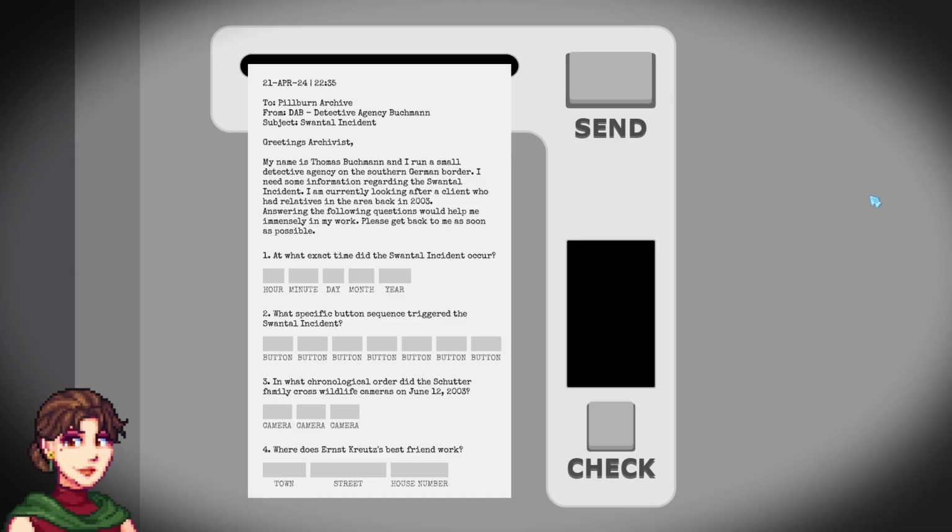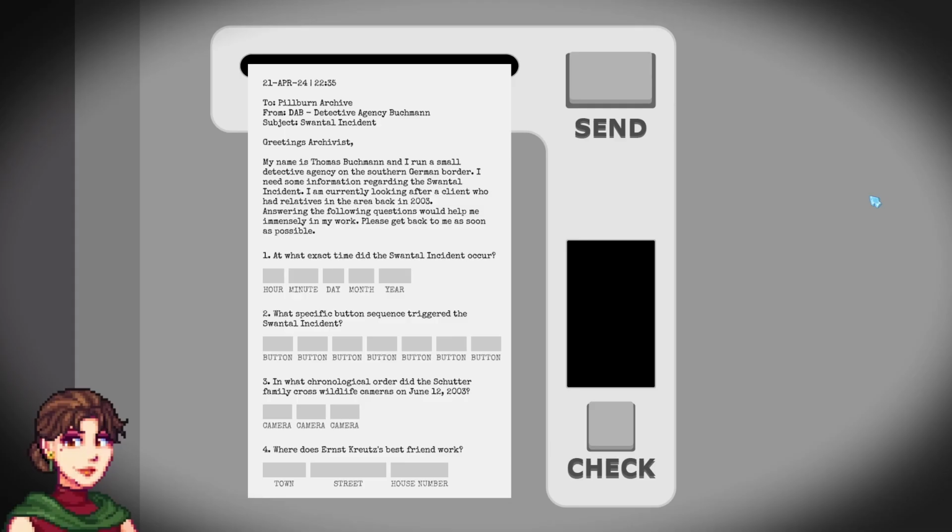small detective agency on the southern German border. I need some information regarding the Swansel incident. I'm currently looking after a client with relatives in the area back in 2003. Answering the following questions would help me immensely in my work. Please get back to me as soon as possible.